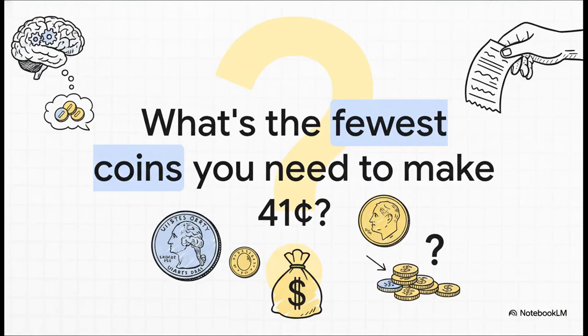Let's start with a question you've probably answered 1,000 times without even thinking about it. You're at a store, you need to make 41 cents. What do you do? Well, you'd probably grab a quarter, then a dime, a nickel, and finally a penny. Simple, right? But how do our brains do that so automatically? Well, that's the interesting part we're going to unpack.